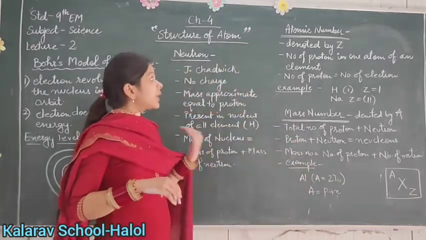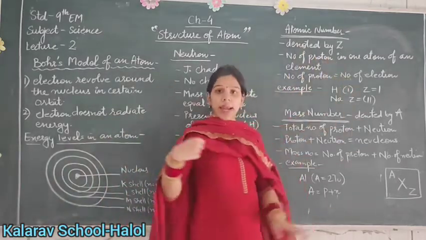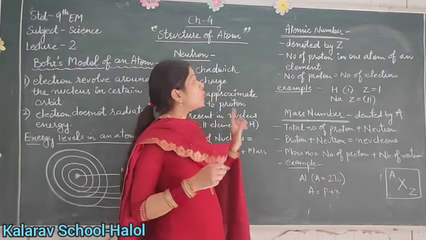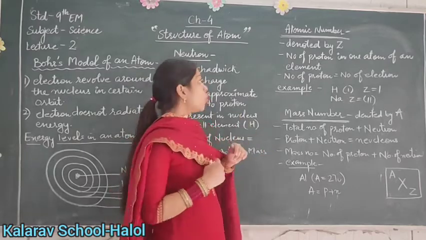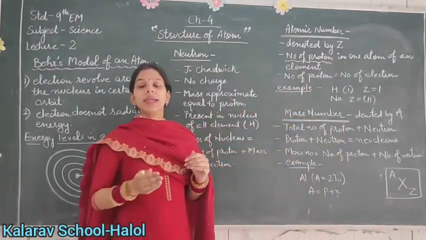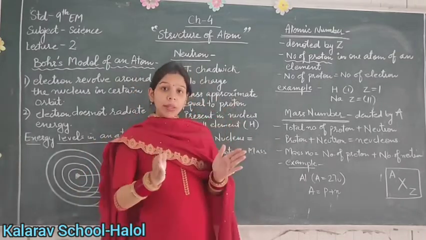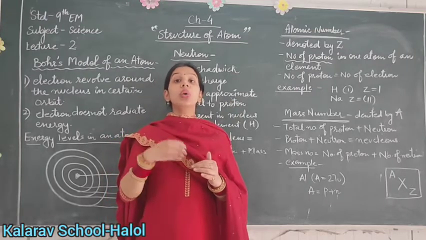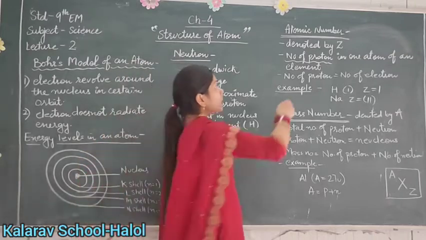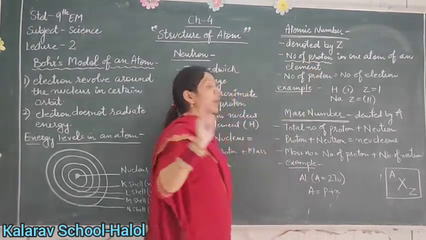Next topic is atomic number. Atomic number is denoted by Z. So what is atomic number? Atomic number is the number of protons in one atom of an element. How many protons an atom has is determined by its atomic number. In the previous chapter, I gave you a table or chart to learn the atomic numbers of different elements. So the atomic number gives the number of protons in one atom.